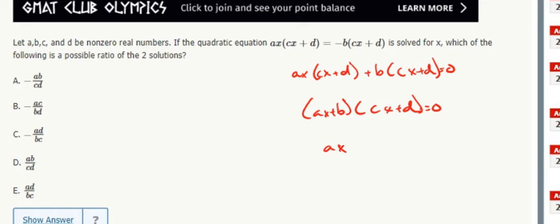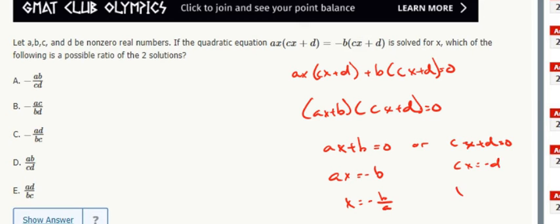So then I can say, okay, ax plus b equals 0 or cx plus d equals 0, like I always do with a quadratic like that. x equals negative b over a, cx equals negative d, x equals negative d over c.